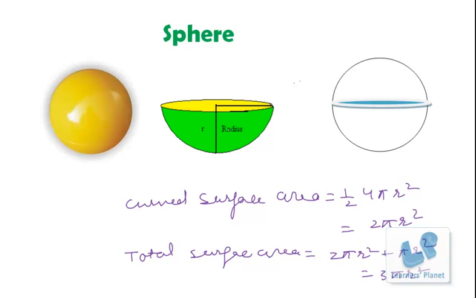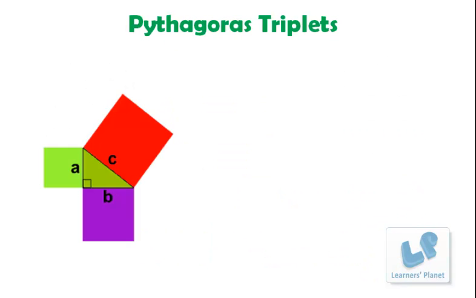So let's start solving the problems now. Friends, one more important thing I would just like to share with you. We have discussed Pythagoras theorem while we were discussing triangles. Pythagoras theorem is for any right angle triangle. Now, I see a triangle over here with sides A, B and C.